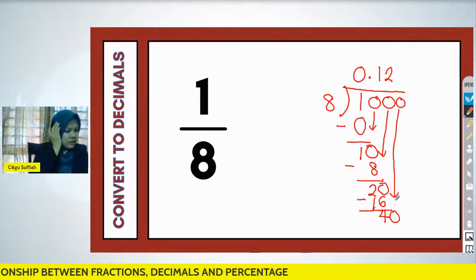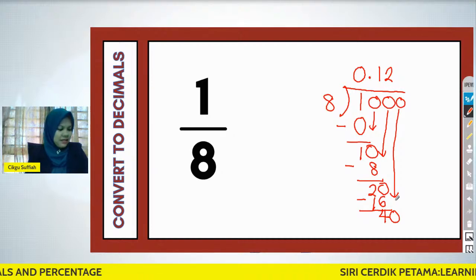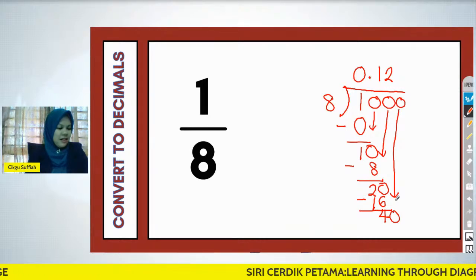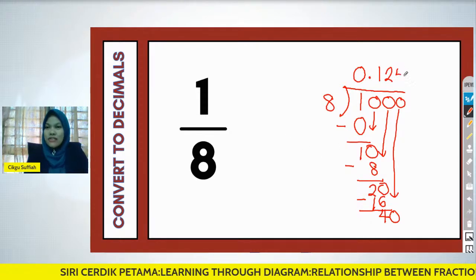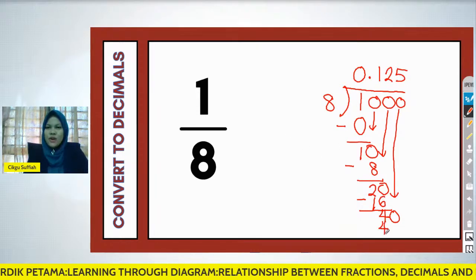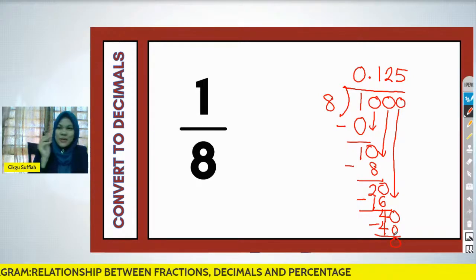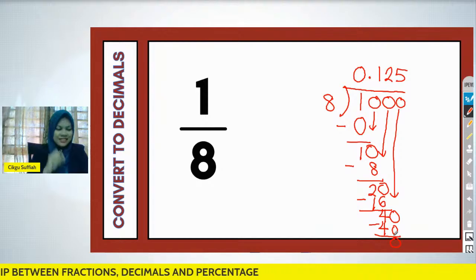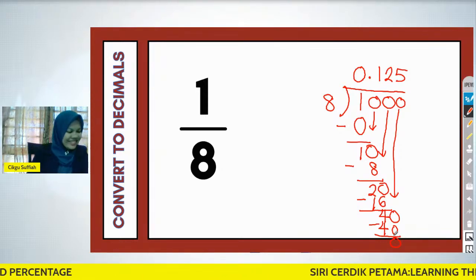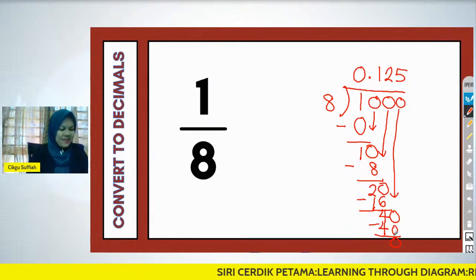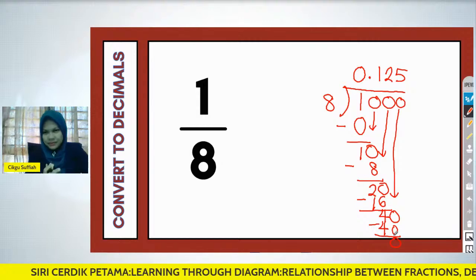So 8 times what number equals 40? Oh my god, I forgot. 8 times what number equals 40? Thank you, Sabrina. 8 times 5 is 40. So do we have any other remainder down here? Do we have any remainder left? No, we're done. Finally. Right?